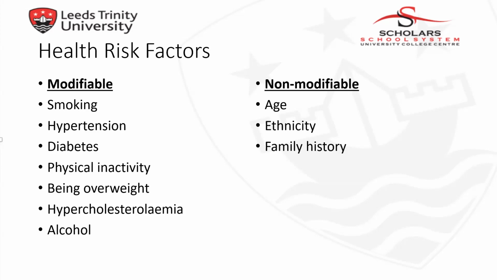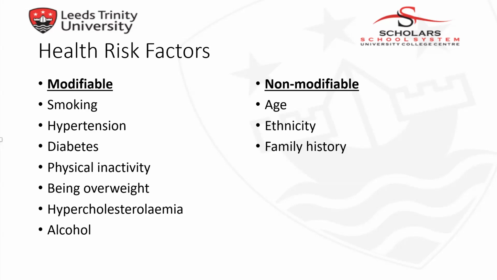Smoking is modifiable. We can change our smoking behavior. Hypertension is modifiable. Diabetes is modifiable because we can control our diabetes. If someone has diabetes, they can control it by taking medication. Physical inactivity is modifiable. We can go for physical activity. Being overweight, we can control our overweight condition by doing exercise and following a diet from nutrition.